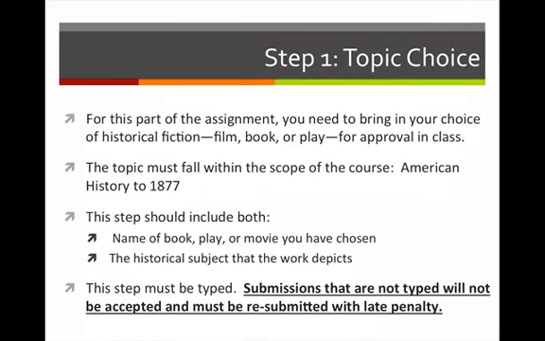So step one, this is what's due first, is your topic choice. You need to bring in your choice of historical fiction, film, book, or play for approval in class. It has to fall within the scope of the course, and this step should include the name of the book, play, or movie you've chosen, and the historical subject that the work depicts. This step must be typed. Submissions that are not typed will not be accepted and must be resubmitted with the late penalty.